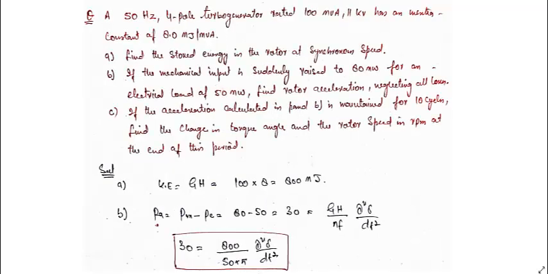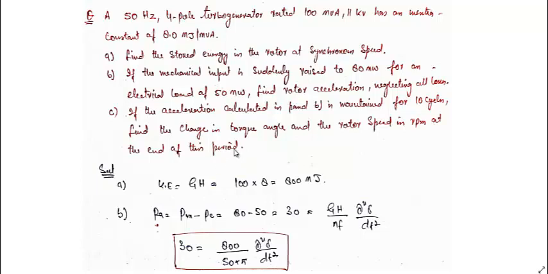Now let us try to do one more numerical. A 50 hertz 4 pole turbo generator rated 100 MVA, 11 kV has an inertia constant of 8 megajoules per MVA. Find the stored energy in the rotor at synchronous speed. If the mechanical input is suddenly raised to 80 megawatt from an electrical load of 50 megawatt, find the rotor acceleration, neglecting all losses. If the acceleration calculated in part B is maintained for 10 cycles, find the change in torque angle and the rotor speed in RPM at the end of the period.